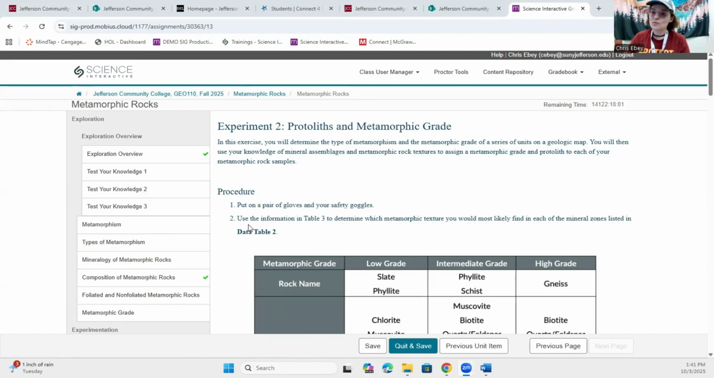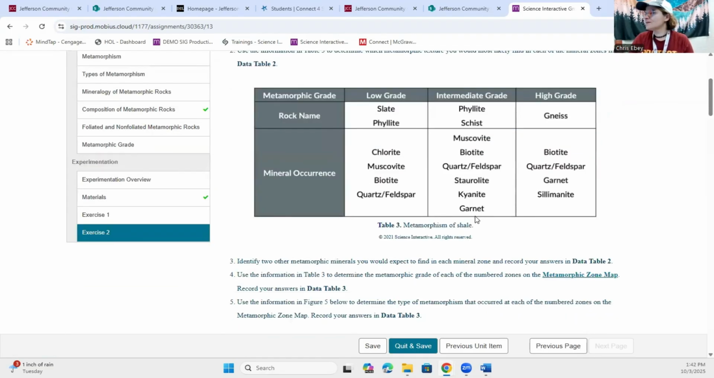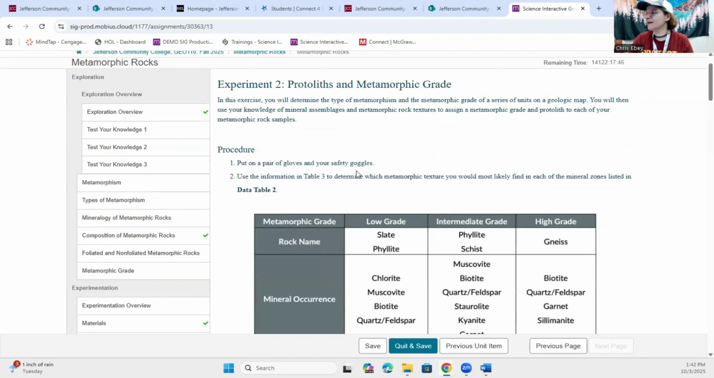You can't be like, ooh, it's a shale. Shale is not allowed unless it's a protolith. So let's talk about protoliths. Protolith, reminder, that's the rock before it goes through metamorphism.